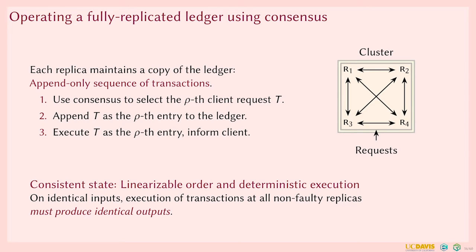Of course, this will only work if all transactions are deterministic. So given that all replicas have the same initial state, if they execute a transaction, then they must always get the same final state. If that doesn't hold, of course, the state at each of the replicas will diverge after execution, which we do not want.